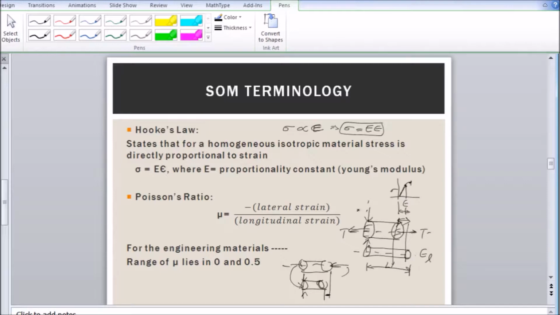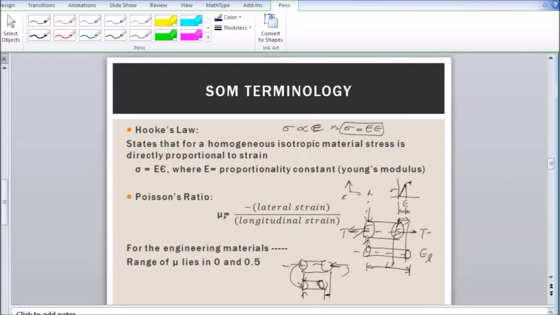Generally, since we follow a 3-axis system, x, y and z, if this is x, vertical is y, and out of the plane is z. So the y and z axes will be the lateral axes for this particular body. Strains along those axes will be lateral strains. Since along the x-axis, the longitudinal axis, there is an increase, a positive strain, there will be negative strains, that is reduction, along the lateral axes.